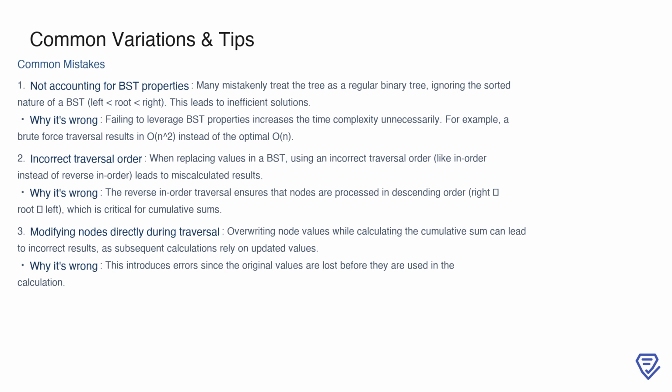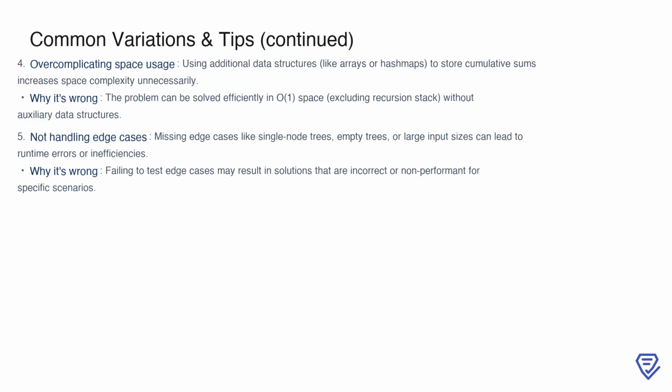Lastly, modifying node values directly during traversal can cause problems. Once you overwrite a node's value, you lose the original data, which might still be needed for subsequent calculations. This can lead to subtle bugs and incorrect results. Another frequent pitfall is overcomplicating the solution by introducing unnecessary space usage. For example, using additional data structures like arrays or hash maps to store cumulative sums might seem helpful at first, but it increases space complexity. In reality, this problem can be solved efficiently with O(1) extra space by relying solely on the recursion stack. Over-engineering the space usage not only makes the code less elegant but also less efficient.